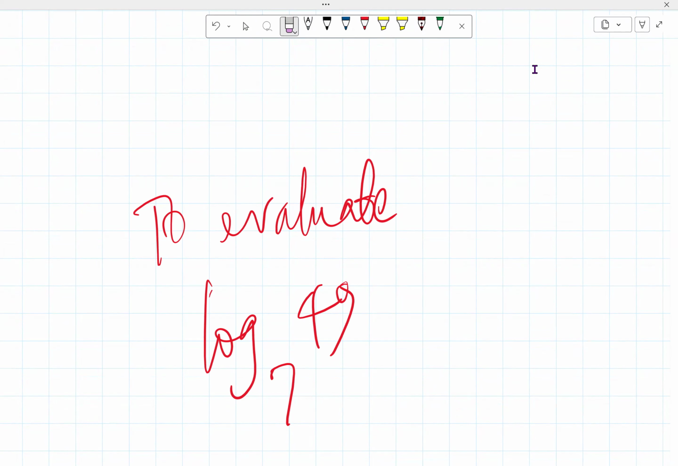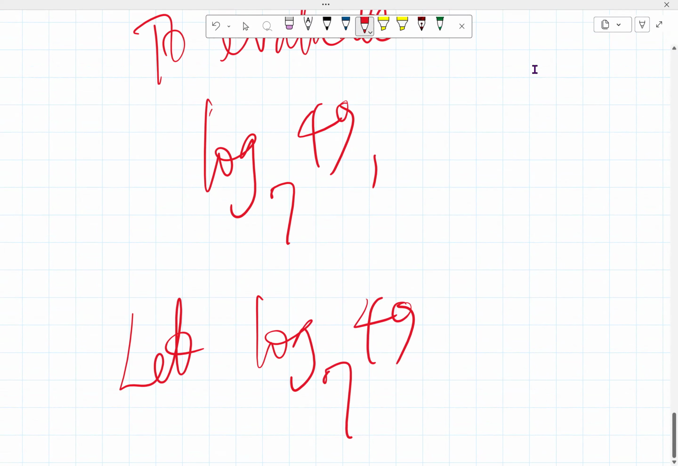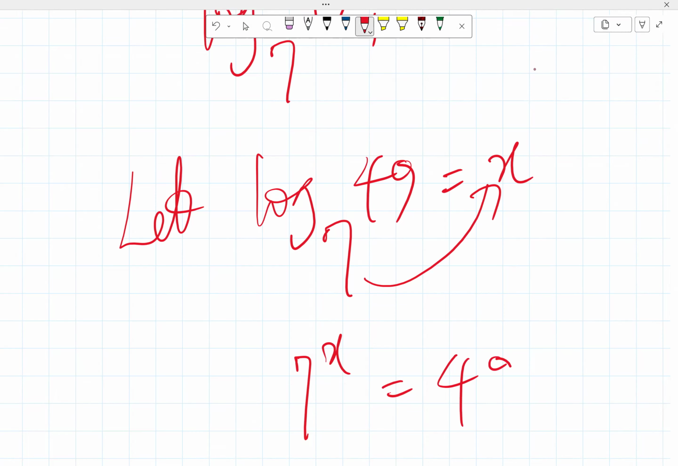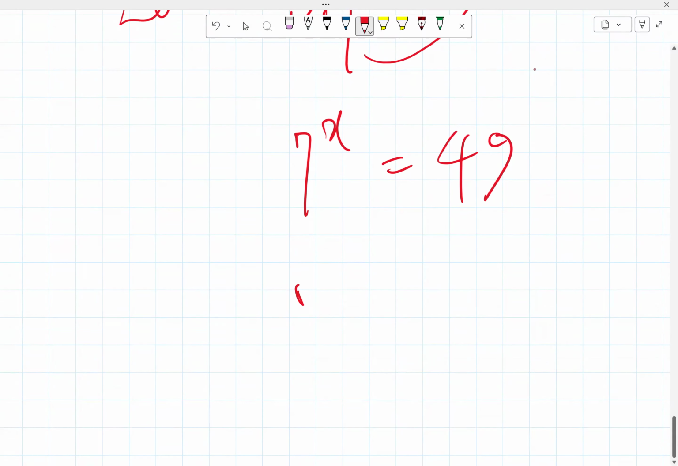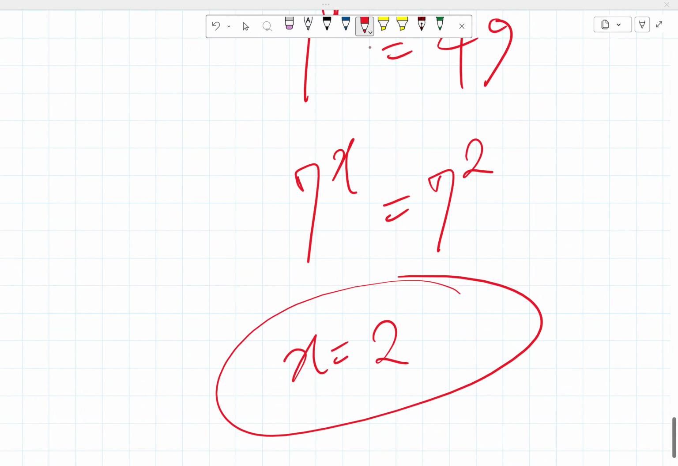We can just say let log 49 to base 7 be equal to x. So using the law of indices now, 7 carries x on its head. So we have 7 raised power x equals 49. And we've learned how to solve indicial equations or exponential equations like this. 7 raised power x equals 7 raised power 2. So finally, we just say x is equal to 2.